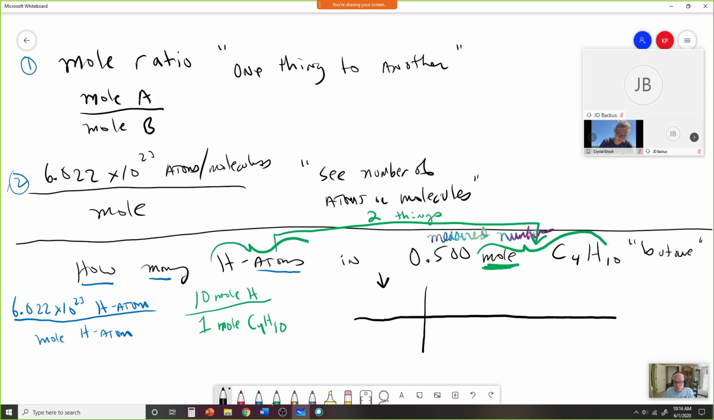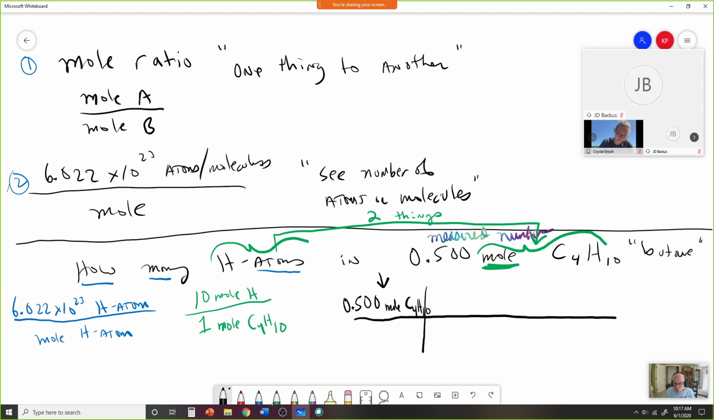What's my measured number here? It is 0.500 mole C4H10. Sorry, I kind of ran out of a little bit of room there. And now, what do I do? This is your essential skill when you're doing these problems. Once you've got everything you need from the problem, you have to be able to match. Do you know what it means to match? It means red with red, blue with blue, one with one, centimeters with centimeters, atoms with atoms, moles with moles. That's what I mean to match.